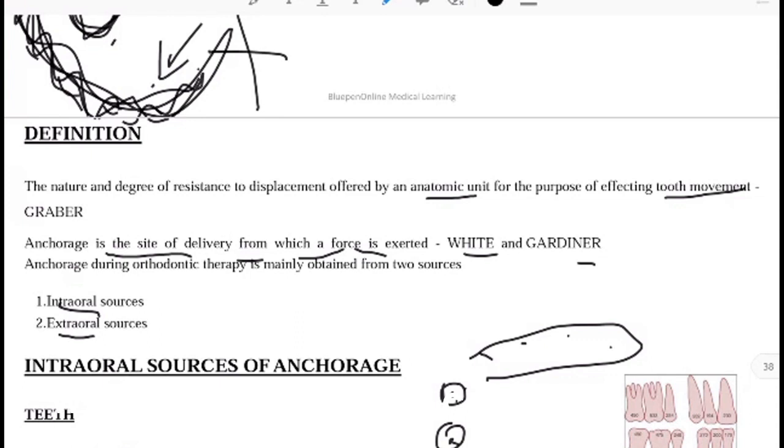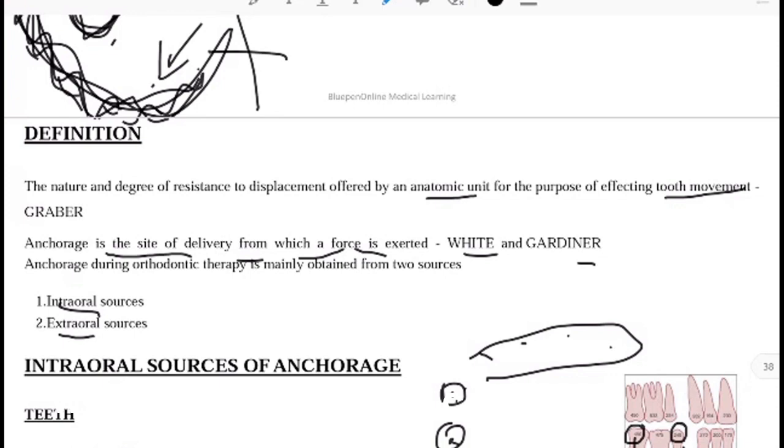Okay, so root surface area. What happens in root surface area? If a particular tooth has a larger root surface area, definitely it will give greater anchorage. See, this one has 450. This one only has 240. Just compare the root surface area. If it is 450, definitely it is large, so you will get more anchorage. Common sense only, right? That's root surface area.